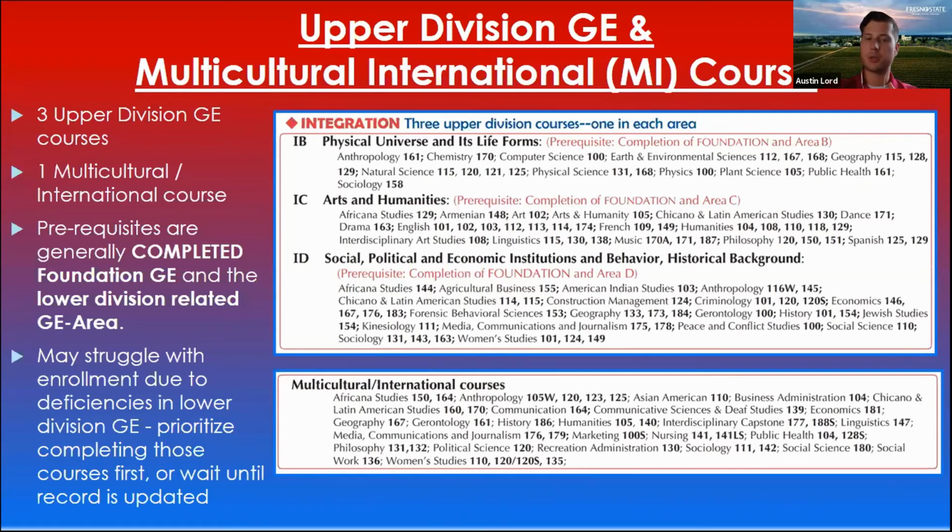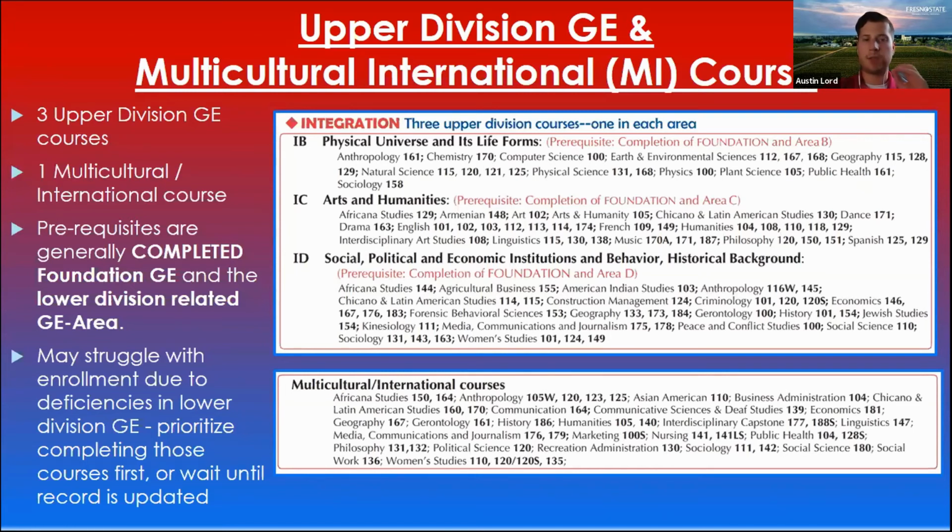Then there's also the multicultural international classes that we put right below that. Again, they used to be included on the GE sheet. Now they're a degree requirement. It's just a wording change. But my understanding is they do enforce the prereqs the same on those. So I'll cover that all as one whole topic.